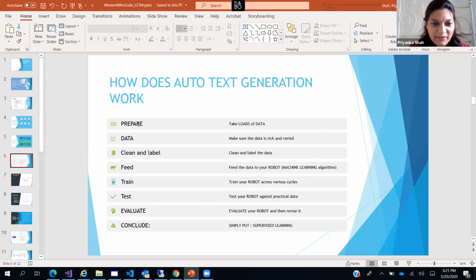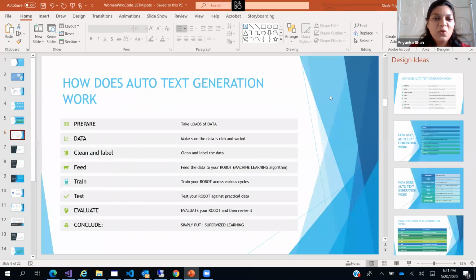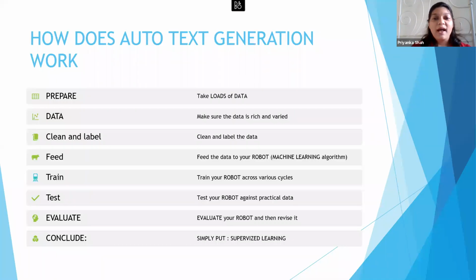All right, and this point brings me to a very interesting idea. Even for this slide, these diagrams were not input by me. This was suggested to me by Design Ideas. Imagine that it took the context of what I was telling it. I never had all these prepare data, clean and label steps. I just had these steps, and taking into account their context, it suggested design ideas and actually came out with a very decent, nice-looking slide. So this is also one of the applications of text generation.